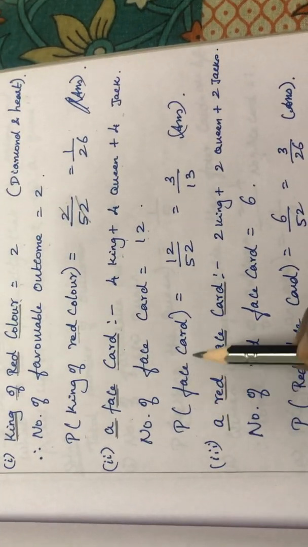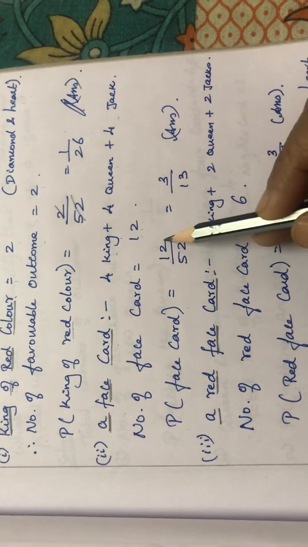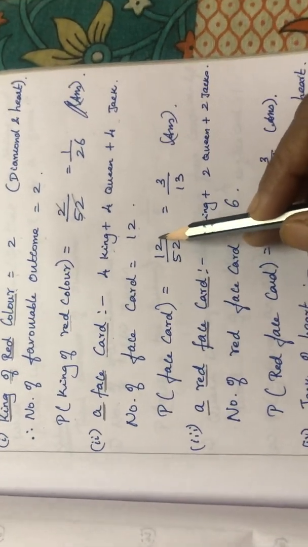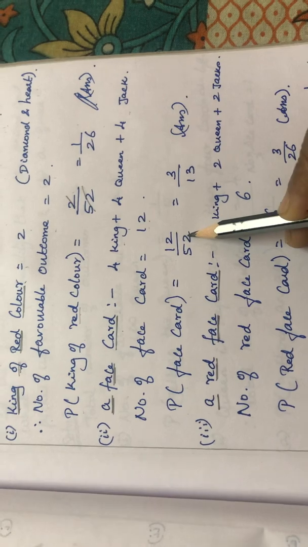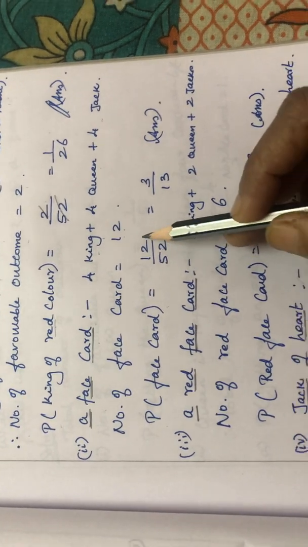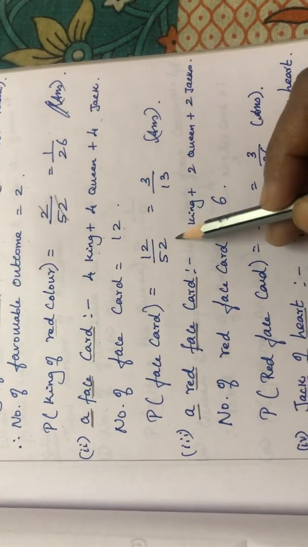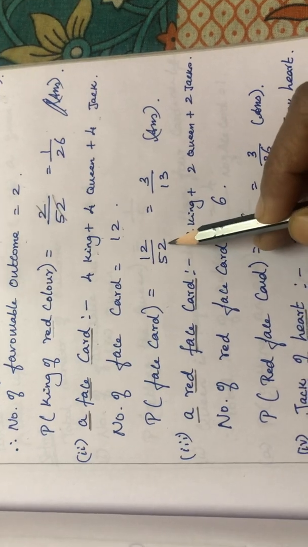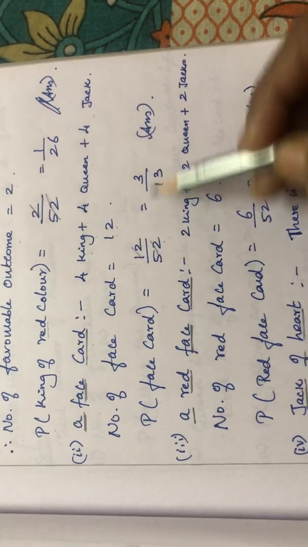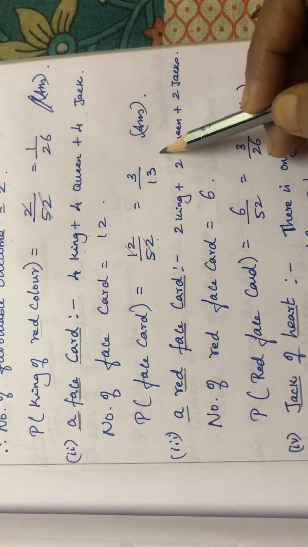Therefore, probability of getting a face card is equal to the same formula, number of favorable outcomes divided by total number of possible outcomes. So 12 is the favorable outcome divided by the pack consisting of 52 cards. When I am simplifying, I will get 3 by 13 is the answer.